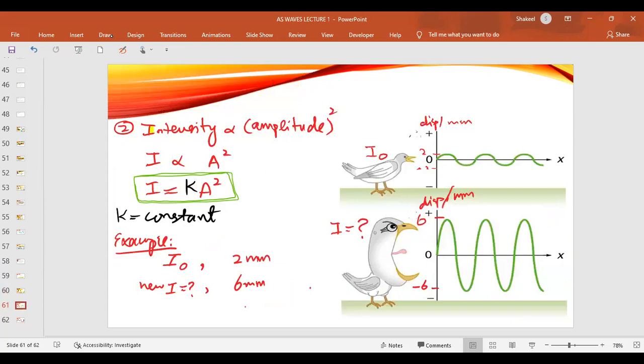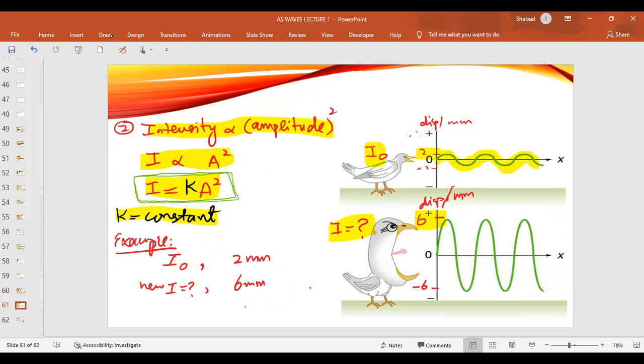The next factor is that intensity is proportional to the amplitude of the wave square, like I proportional to A square, or I is K A square, where K is the constant. And that's a very simple thing. Suppose there is a bird which is chirping and it's producing a sound wave of amplitude 2, and its intensity is I naught. Now, the bird got angry and it produces some louder sound. So let's say the amplitude goes to 6. So when the amplitude goes to 6, what's the intensity?